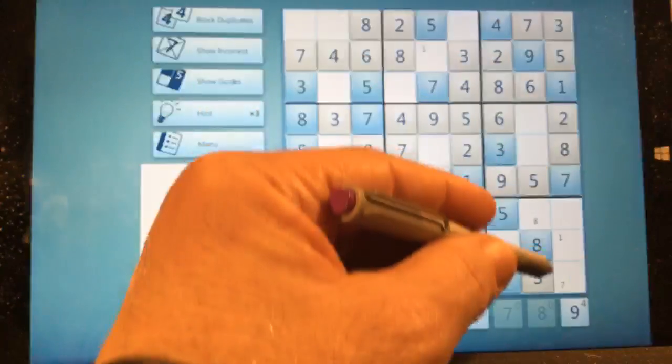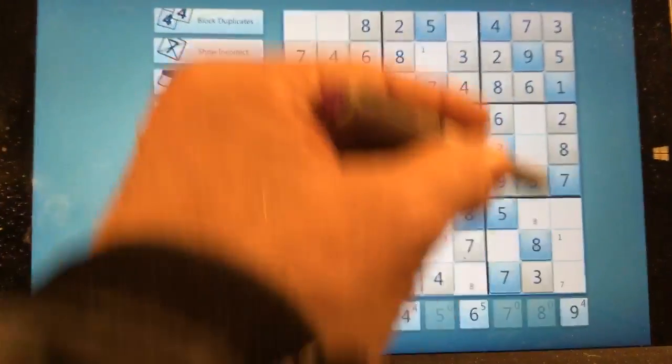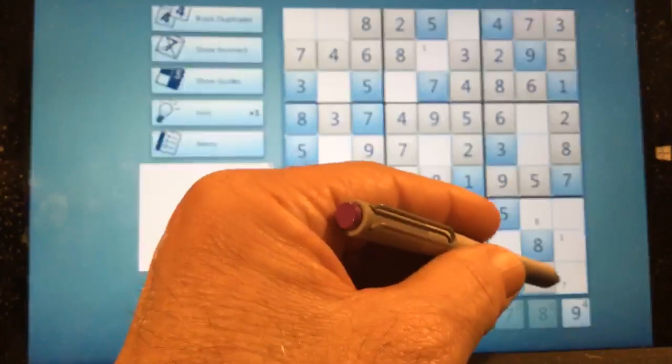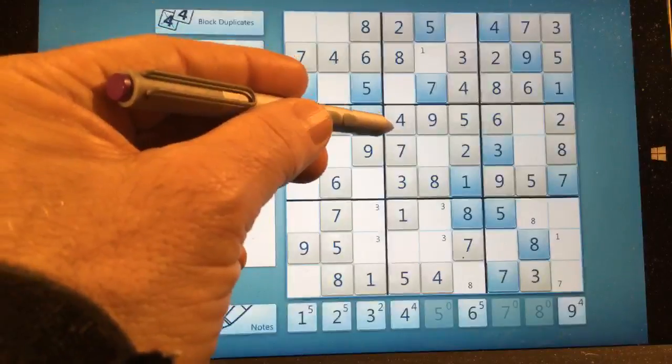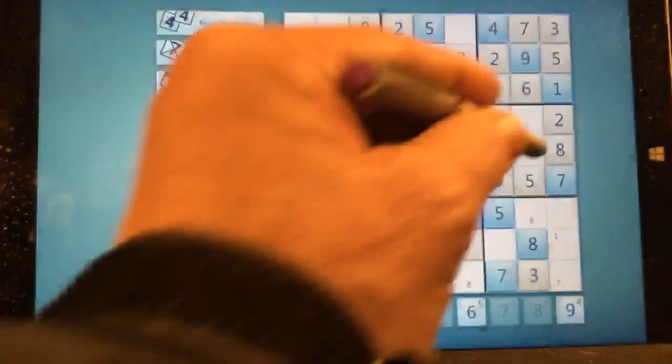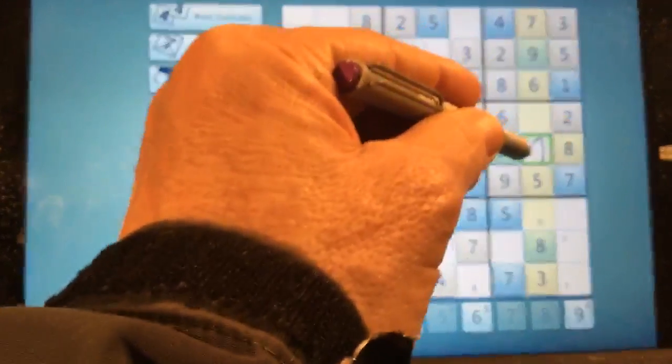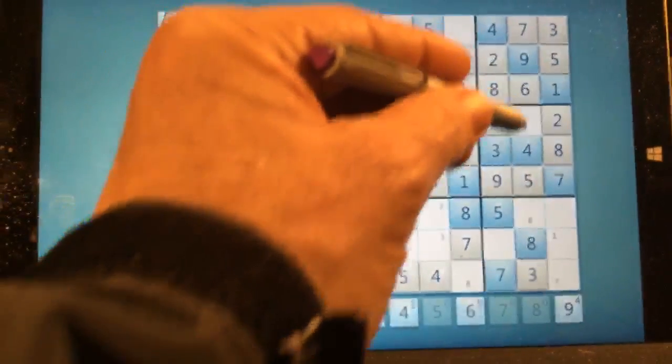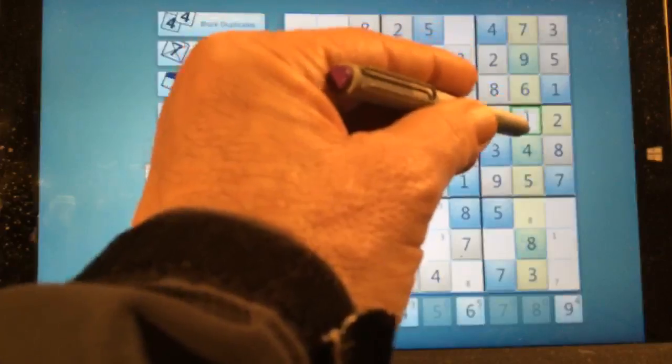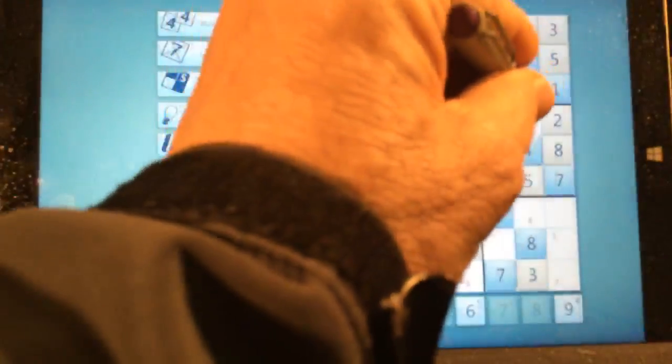So now, 4 can be here or here. We're on the right-hand side with regard to 4's. Right-hand column of 3 boxes. So looky here, we got a 4 here. So the 4 needs to be there. And since we're here, we can solve for this box. There's a 1 is the missing number.